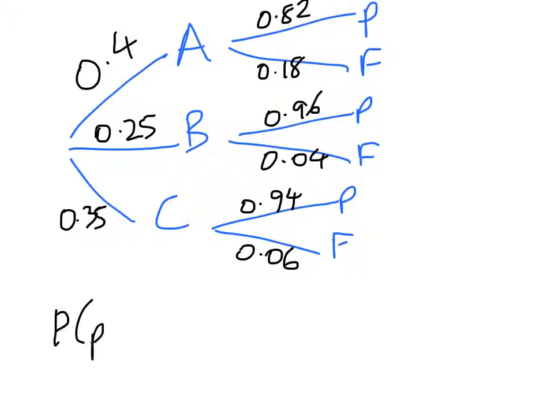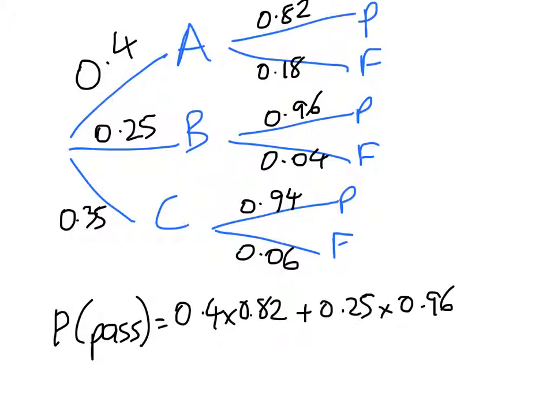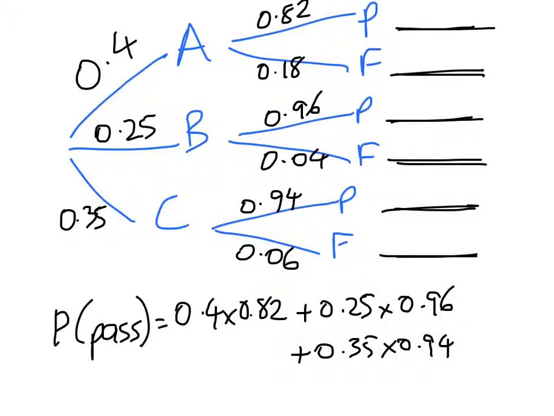So the probability of passing is equal to 0.4 times 0.82 plus 0.25 times 0.96 plus 0.35 times 0.94. Right, or you might have written out the 6 different probabilities at the end of the tree branches, and that's fine too. Okay, so if you do that calculation, you'll find that it comes to 0.897. However, we are not asked for a decimal, we're asked for a percentage, so we need to change that into a percentage. So we need to give our answer as 89.7%. Right, so 89.7% of the tests done during the review were successful.